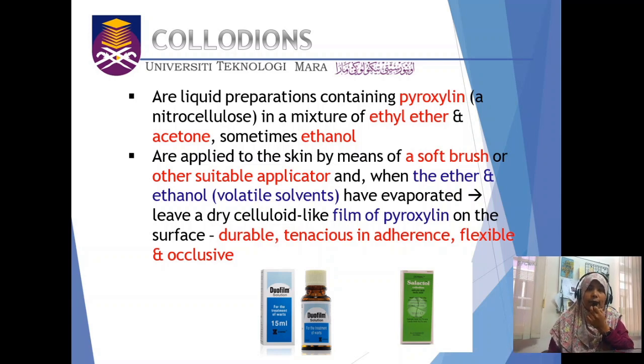They are applied to the skin by means of a soft brush or other suitable applicator, and when the ether and ethanol, these two are volatile solvents, have evaporated, they leave a dry celluloid-like film of pyroxylin on the surface. Okay, meaning that they give you one layer on top of your skin. This layer is actually durable, tenacious in adherence, and flexible and also occlusive. Meaning that flexible, meaning that when you are moving your hand, it will also retain at the side of your skin.